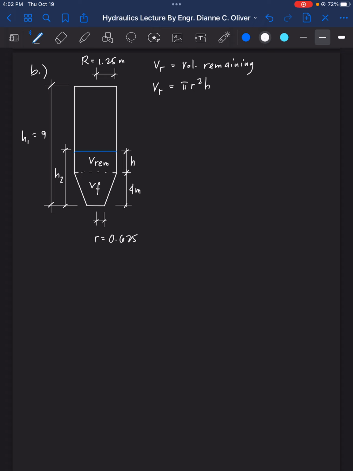So how do we solve for the value for VR? For H, we're looking for the value of H here. Because H2 is equal to H plus 4. Right? So VR is this one. And also VR is also the volume of the cylinder minus the volume of the frustum of a cone.